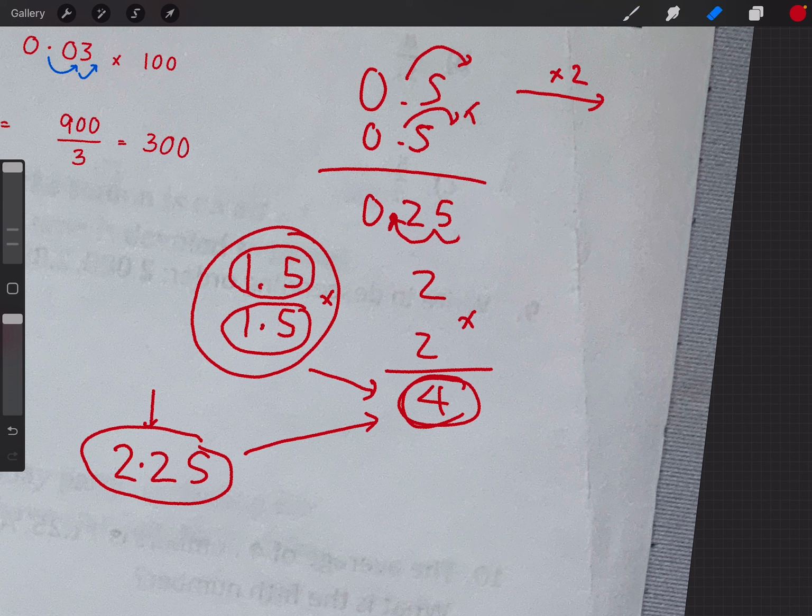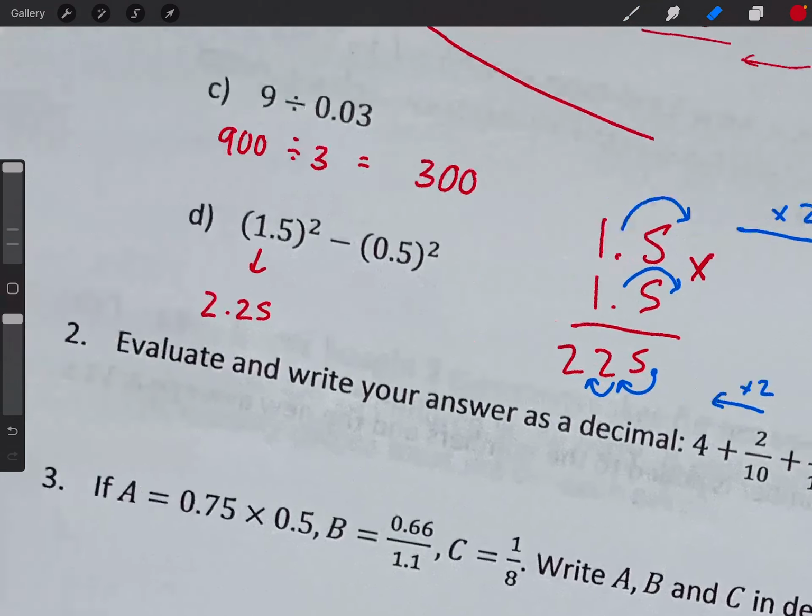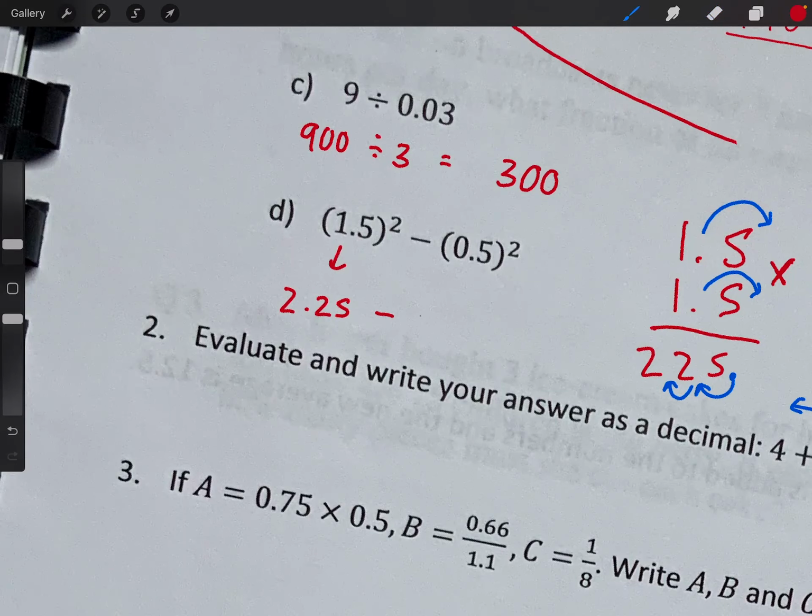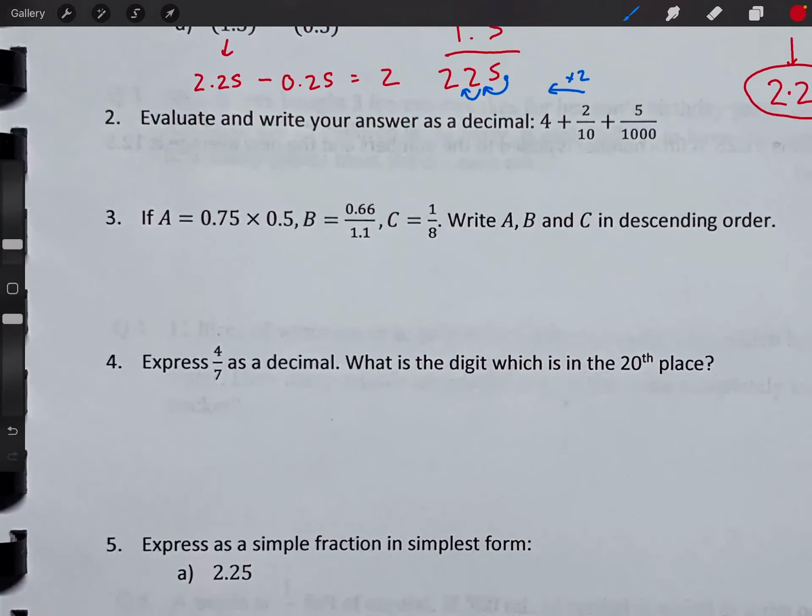So we can get rid of that. The decimal place was here. It's moved 2 spaces to the left, so now it's 0.25. So this is subtract 0.25. Well, 2.25 minus 0.25, that's just 2. Okay, easy. Next one, it says evaluate and write your answer as a decimal.